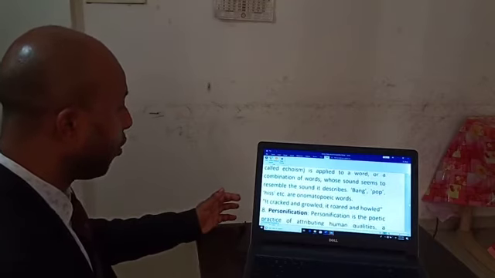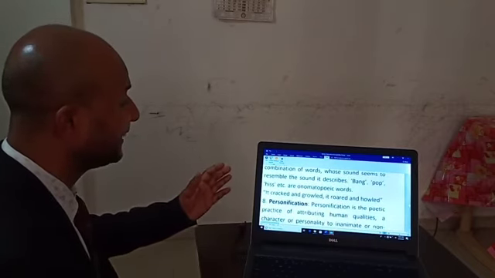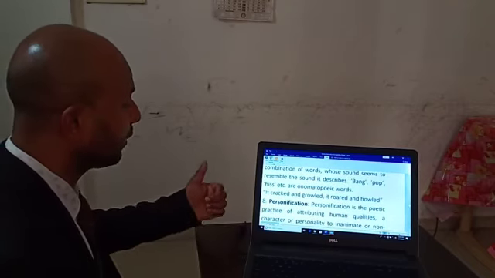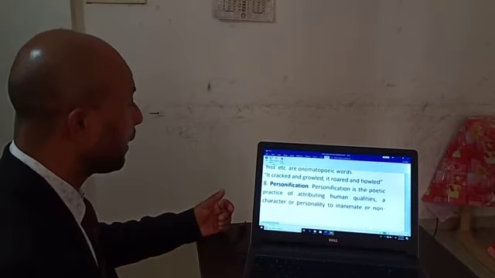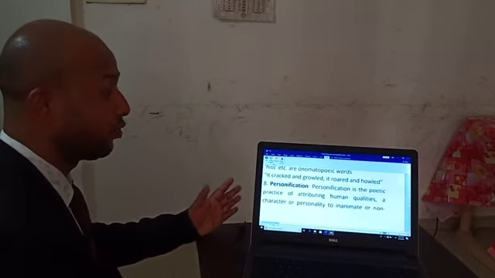Then it roared and howled. So this is onomatopoeia: the sound produced, like snake hiss, bang, pop. These kinds of words are onomatopoeic words. Right? Personification. Personification is the poetic practice of attributing human qualities.